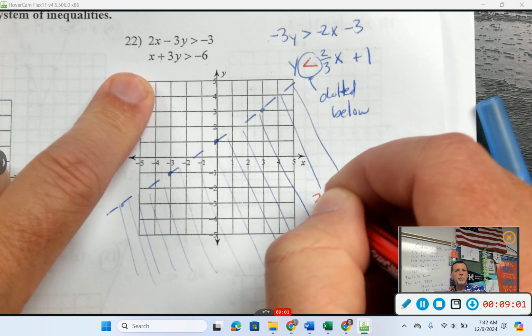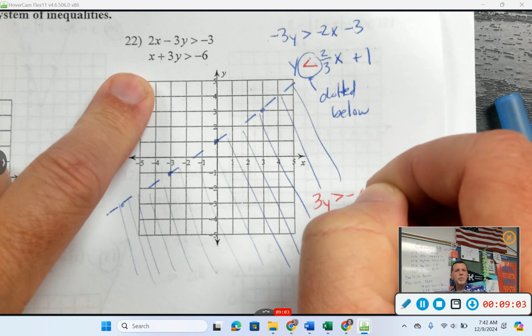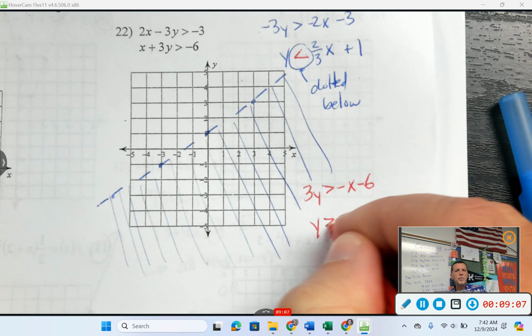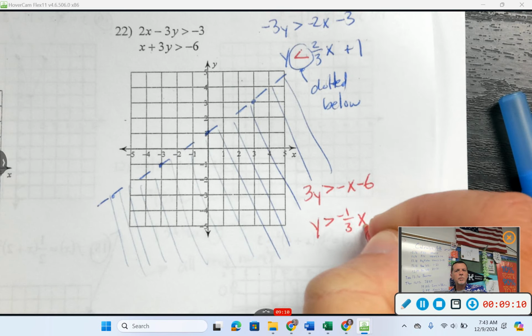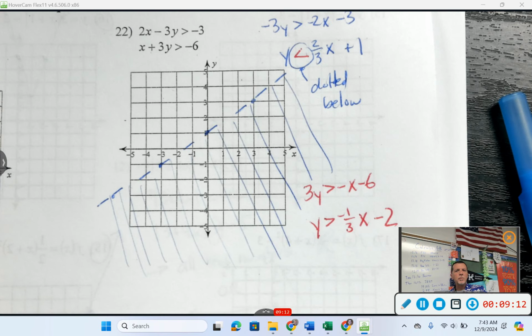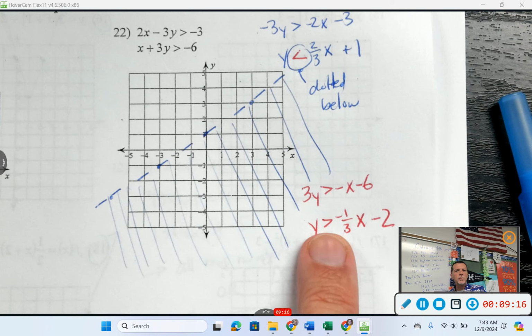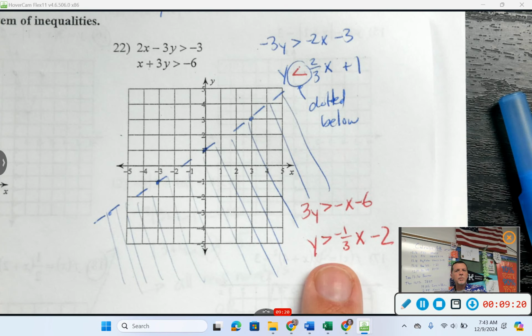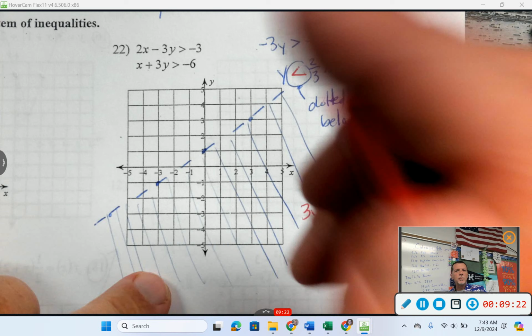Okay, the other one, 3y greater than negative x minus 6. We divide by 3: y greater than negative 1/3 x minus 2. Why didn't I flip the inequality that time? Because you divided by a positive. Right, I divided by a positive, not a negative, so that's fine.